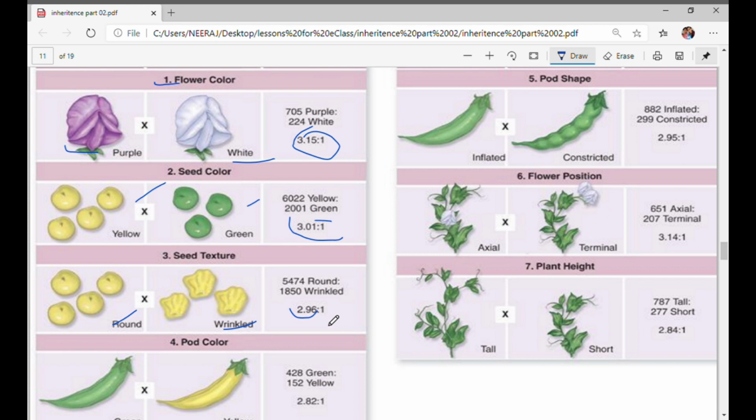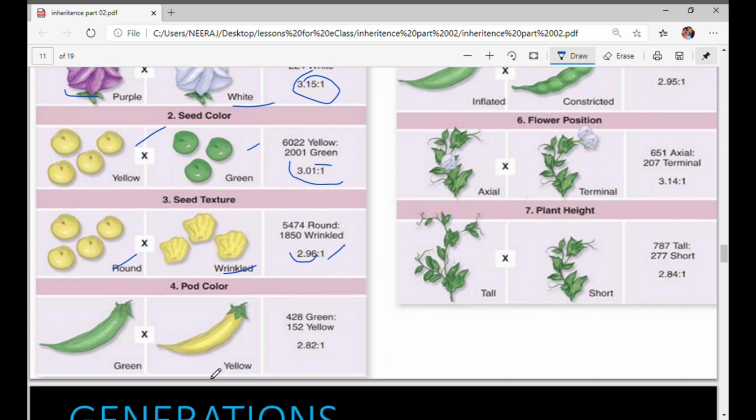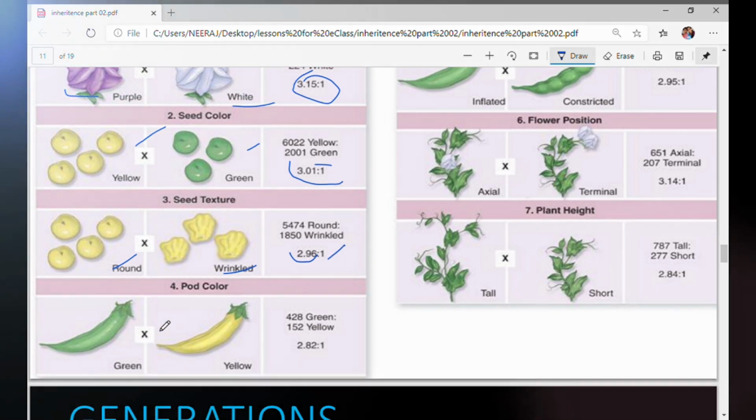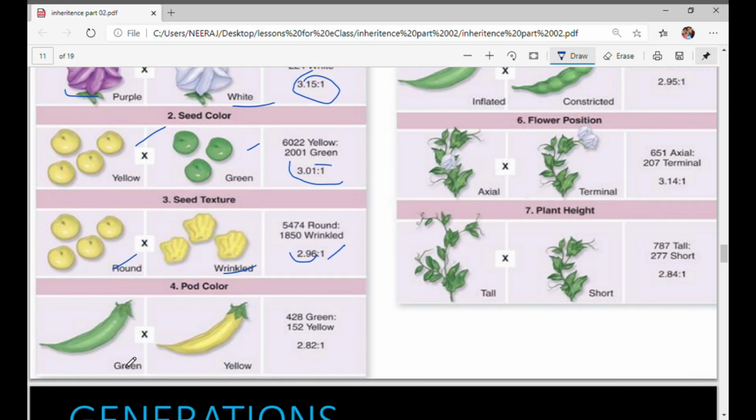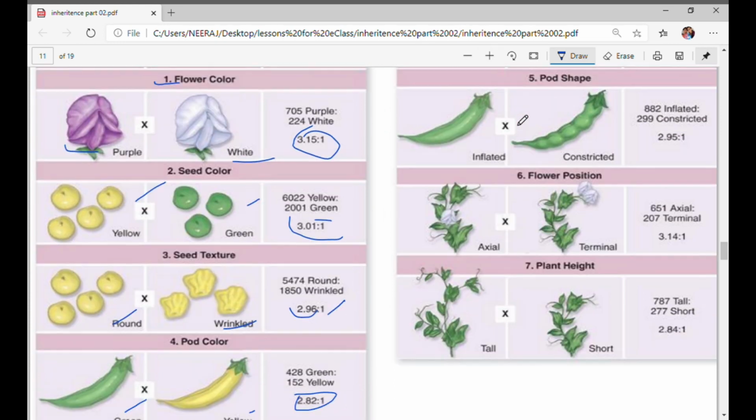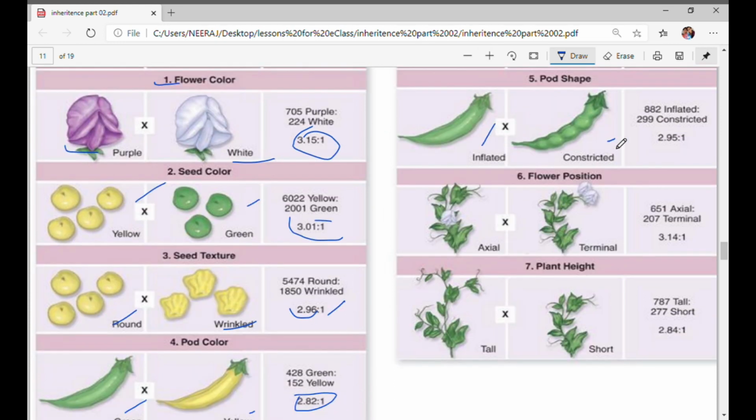So what he observed was that in all such cases, the ratio he found is 3 is to 1. The trait which is expressing its character is dominant and is in the ratio of 3, and the one which remains suppressed is in the ratio of 1. So always he found that the ratio is 3 is to 1.